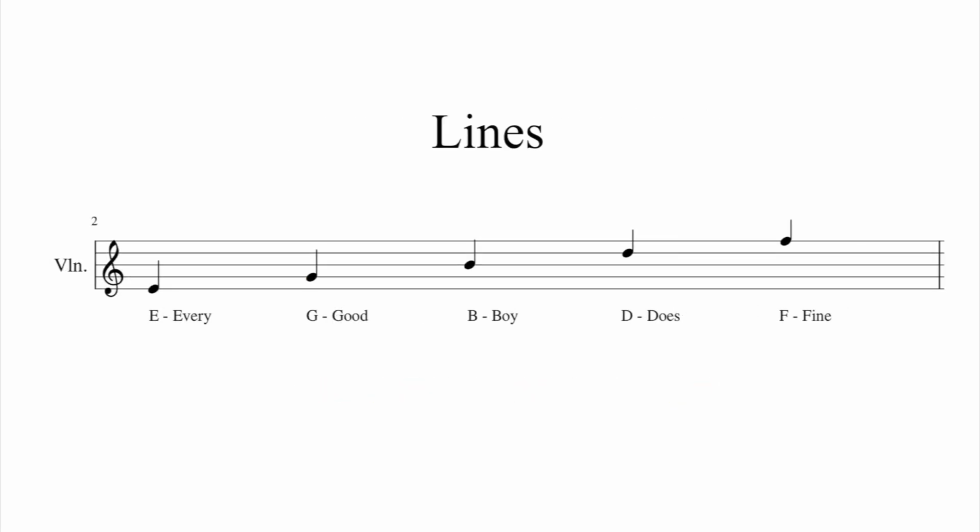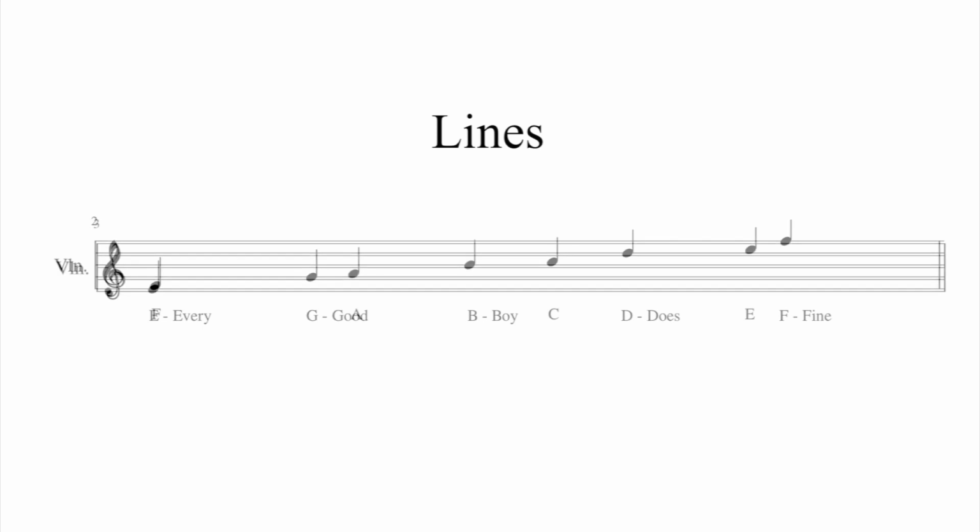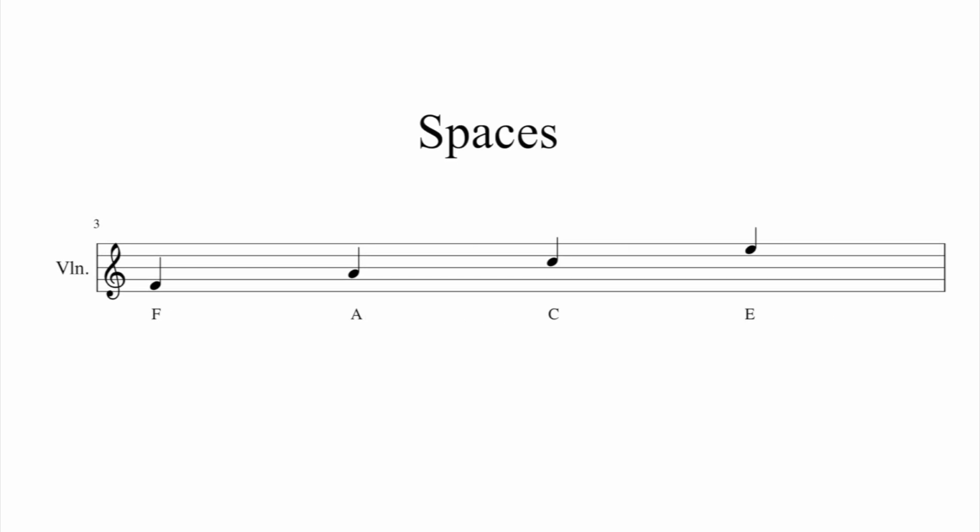So, we were taught that from the bottom, we have on the lines the E, G, B, D, and F, and we commonly use the phrase, every good boy does fine. Now, how about the spaces? If we lay out the letters or the notes, we can form the word face. So it's F, A, C, and E.